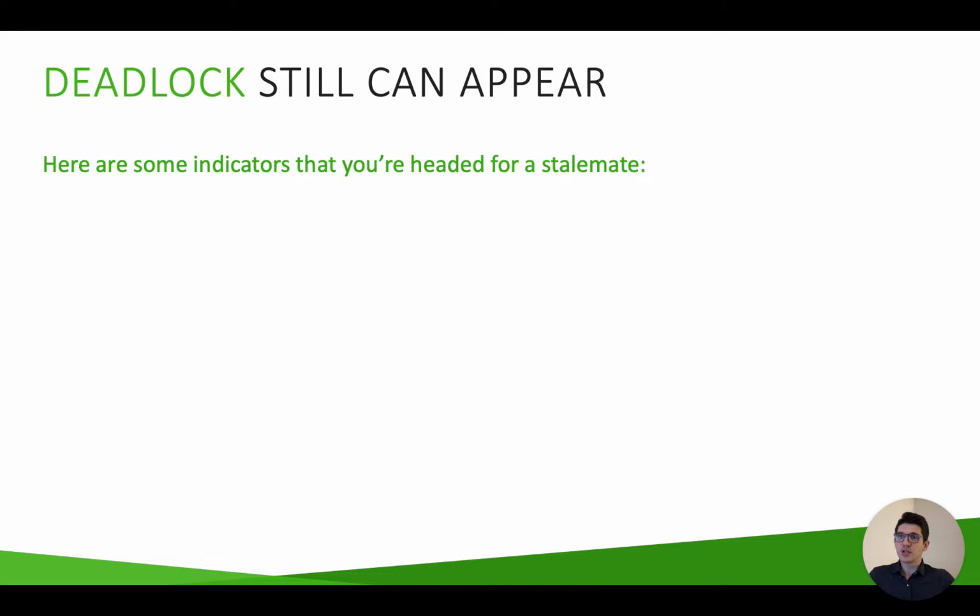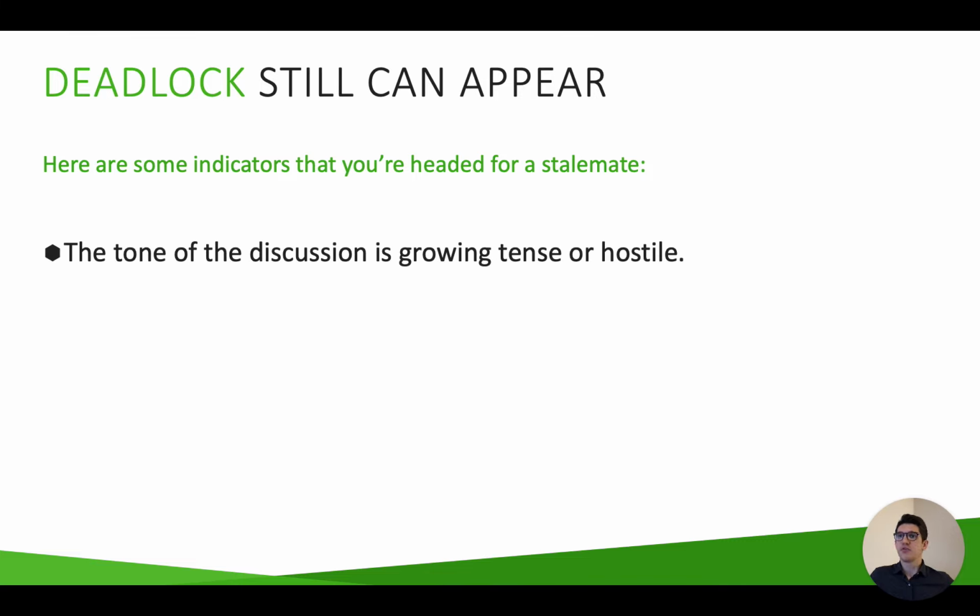But sometimes, unfortunately, deadlock can appear, which means that the code review is stuck, not getting better, not getting resolved for a long time. There are a few indicators that you're heading for this stalemate. The tone of the discussion is growing tense and hostile. You feel tension.